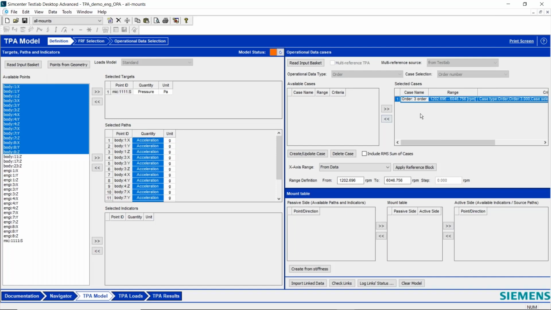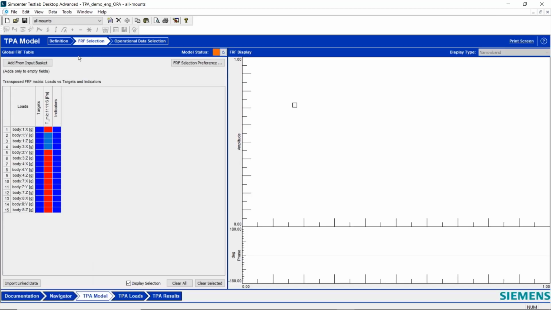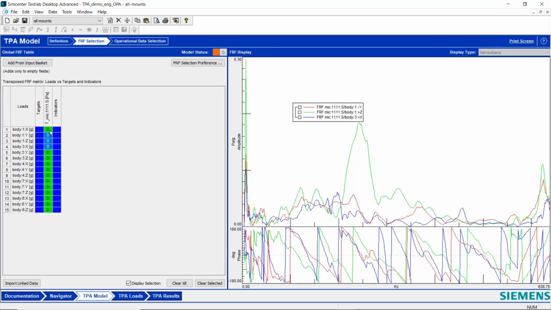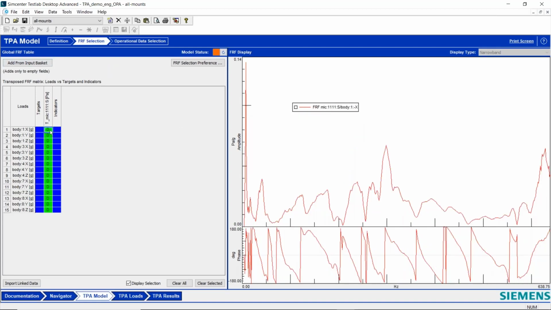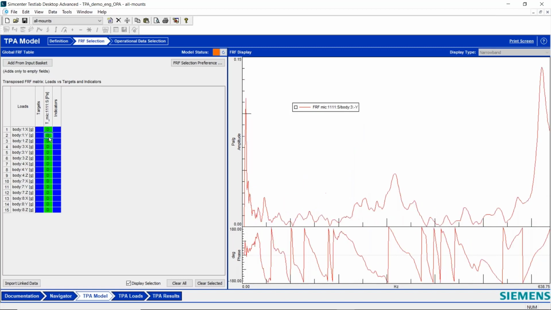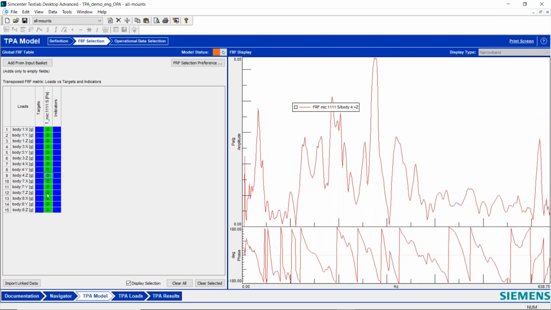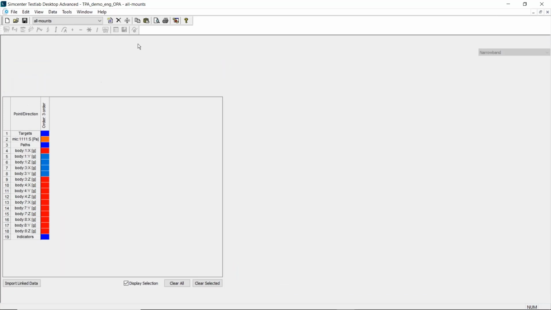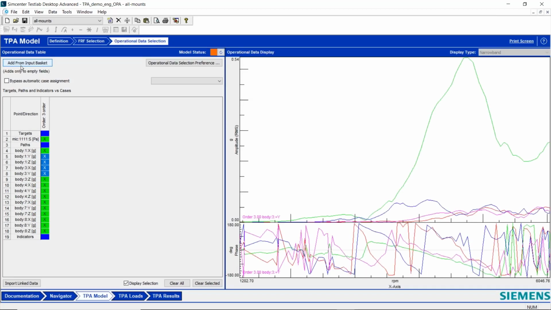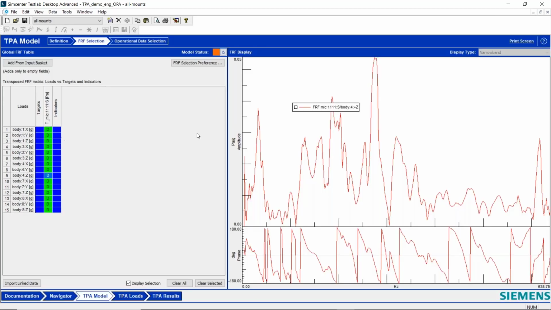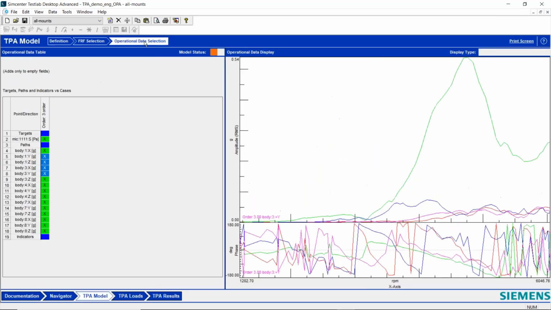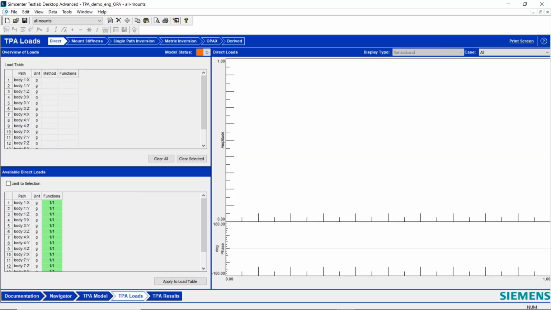And then I need to find my operating data, and I found an order here. And then I go to my FRF selection, make sure I find it. So this is my target. Oh, I'm sorry, these are all of my path FRFs. Okay, so these are from the paths of the target. And then my operating data, I find that third order, and it's all in G. So these FRFs are pressure over G, and my operational data is G, and we're just going to multiply the two. When I go to TPA, and I bring them in as direct loads.